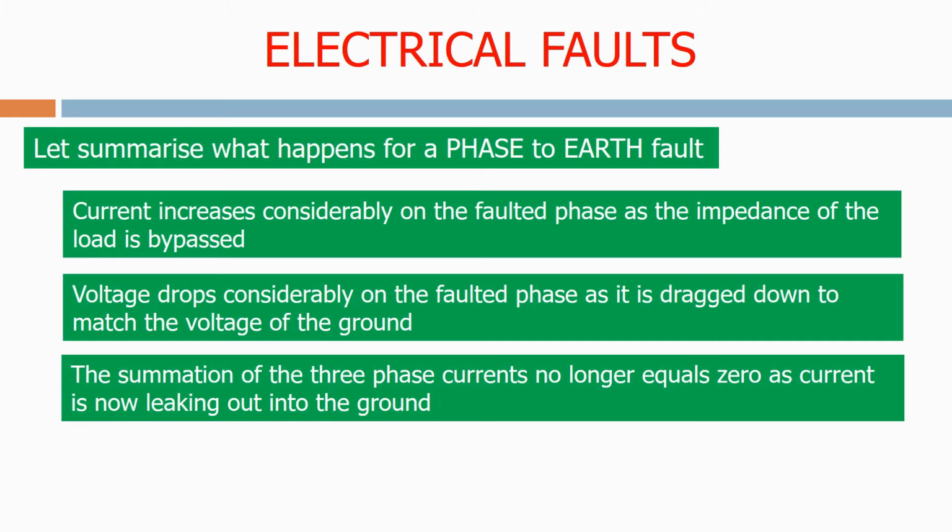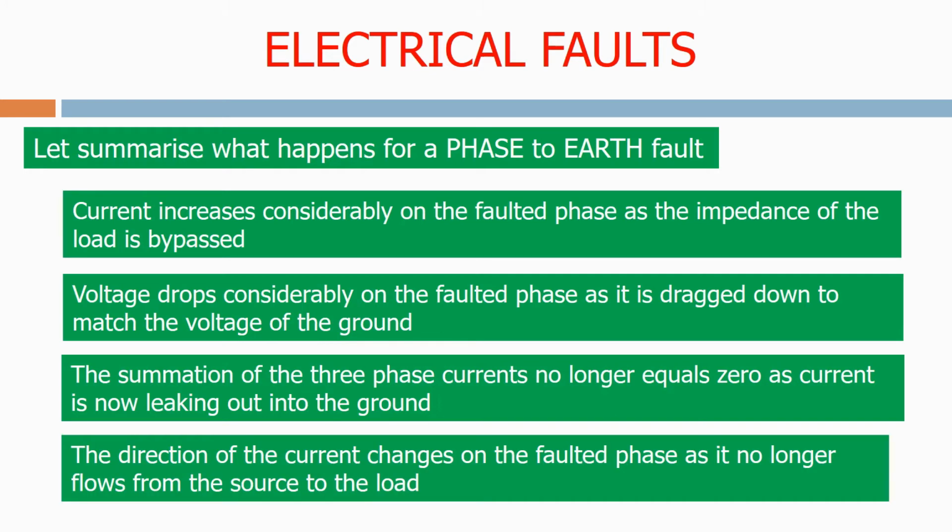The summation of the three-phase currents no longer equals zero, as current is now leaking out into the ground. The direction of the current changes on the faulted phase, as it no longer flows from the source to the load.